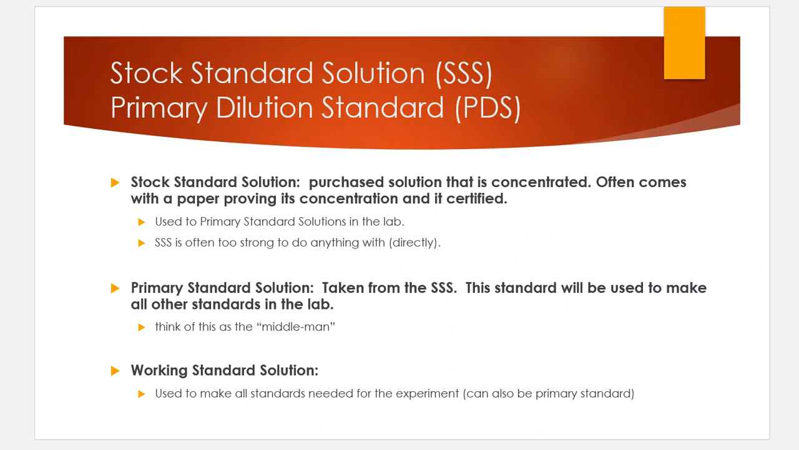So this is the summary of SSS and PDS, our stock standard solution and our primary dilution standard. Stock standard typically has been purchased. That is the key. We purchase all of those, and that's what we use to make everything else with. It comes with a piece of paper, and that piece of paper is going to say, yep, it's been certified. It is accurate. Ding, ding, ding. Here you go. That's an abbreviation that we've already learned maybe, right? So this is going to be used to make the primary standard solution.